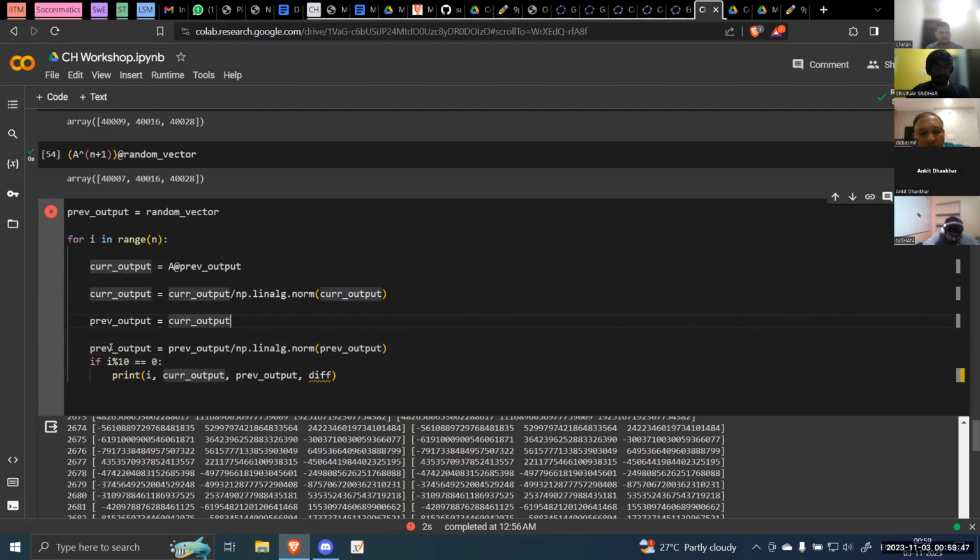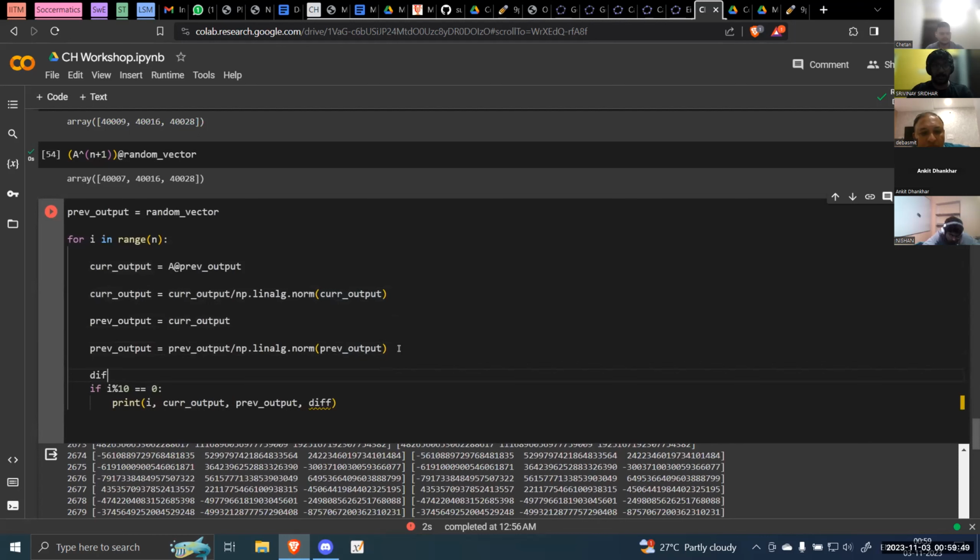Okay. And now I want to take the difference between the current output minus previous output. But that will be a vector, right? Yeah, what I was saying is that you have to do previous output is equal to current output before the current output updation, right?